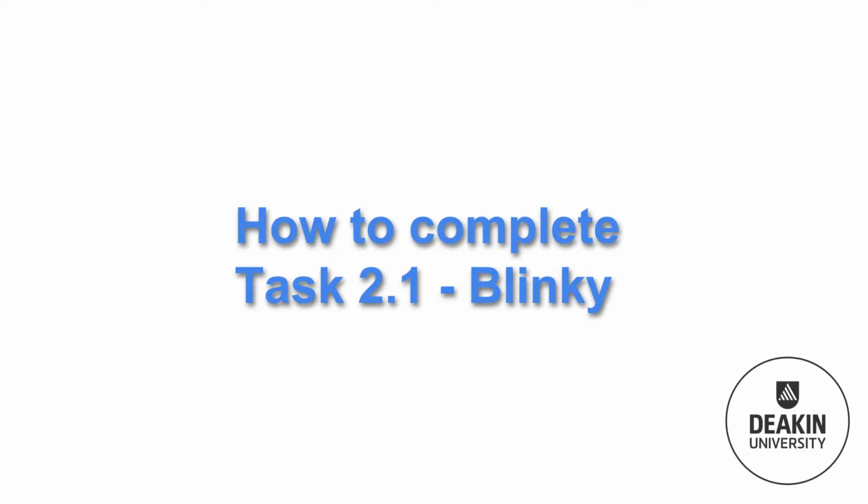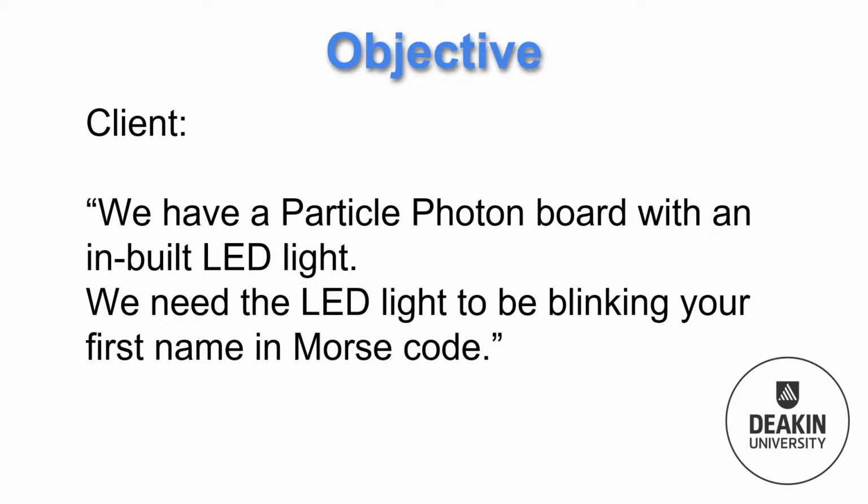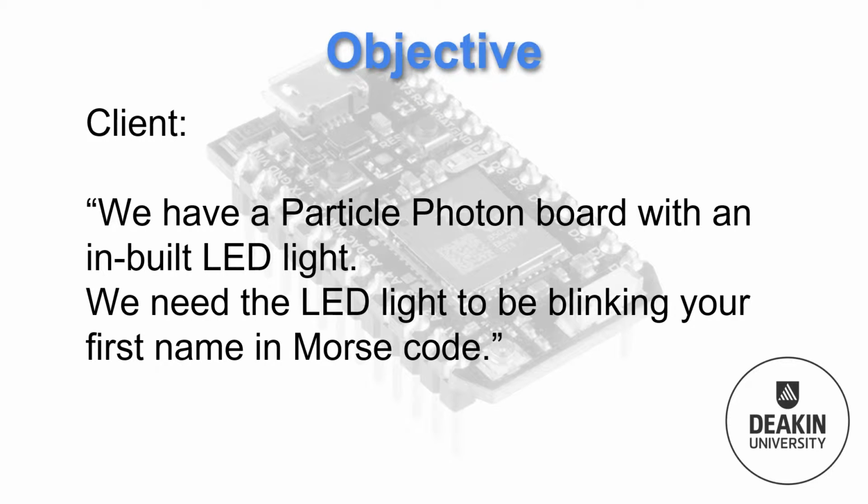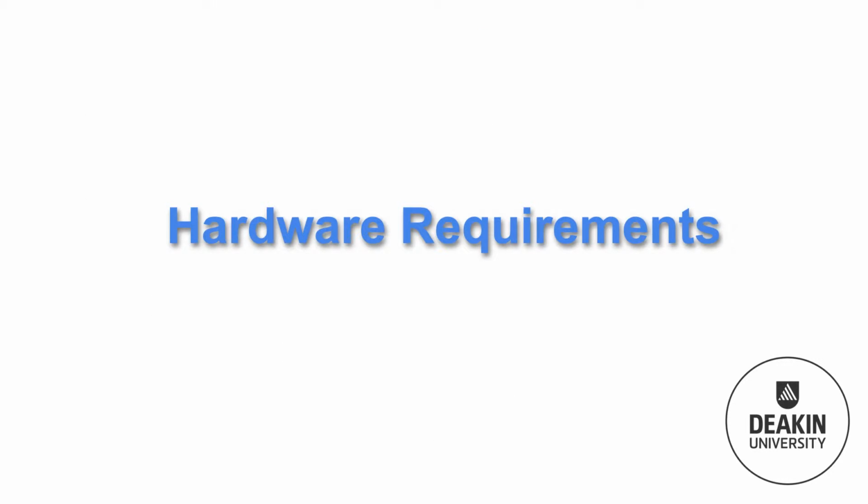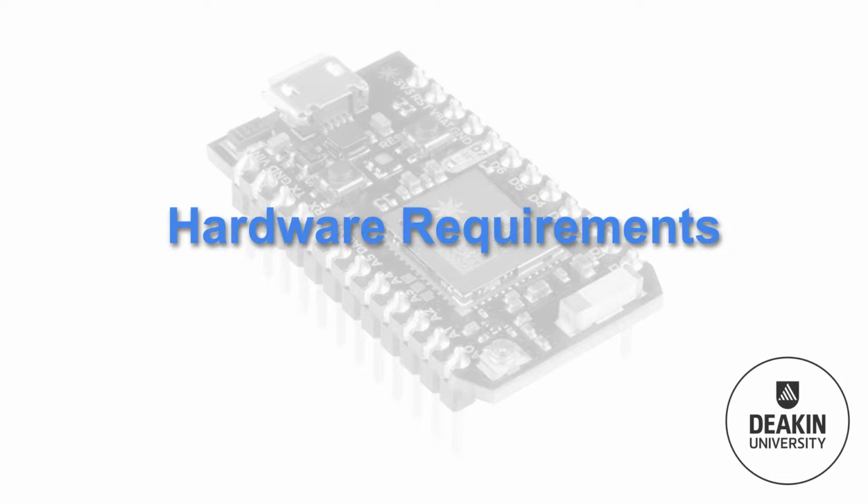This task will outline how to complete task 2.1 Blinky. So the objective of this task is to use the inbuilt LED light on the Photon board and set it up to blink your name, your first name, in Morse code. Let's begin with the hardware requirements.